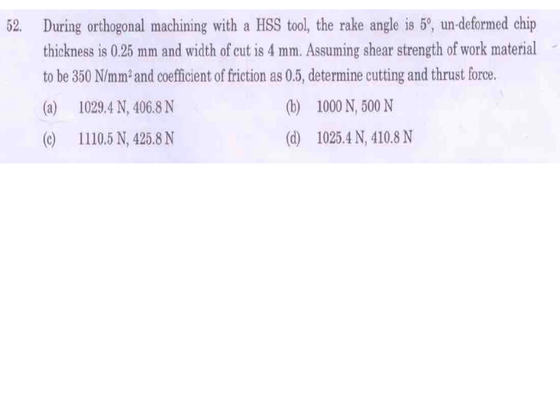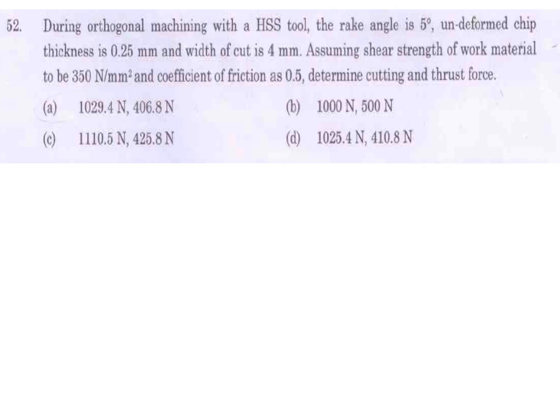During orthogonal machining with a HSS tool, the rake angle is 5 degrees, undeformed chip thickness is 0.25 mm and width of cut is 4 mm. Assuming shear strength of work material to be 350 Newton per meter square and coefficient of friction as 0.5, determine the cutting and thrust force.